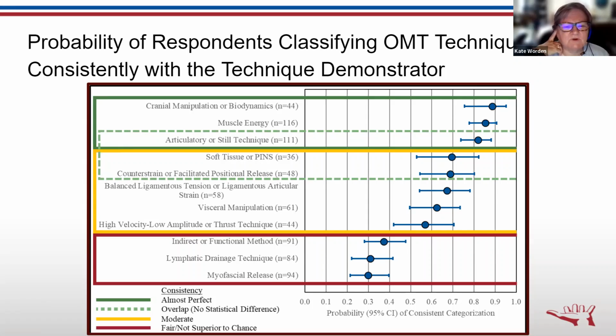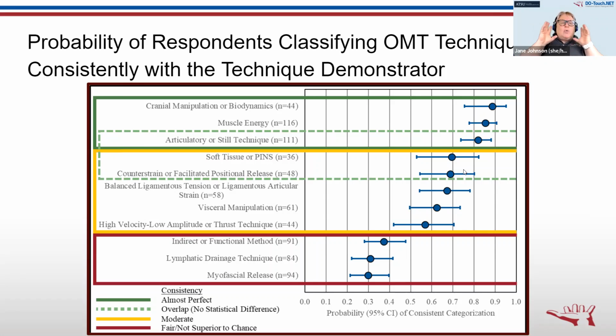Yeah, I guess I'm trying to see, articulatory and still is kind of in both categories, right? Yeah. And I guess I'm trying to think, the difference between articulatory still and counter strain is huge. Right. So I guess I'm not following it.